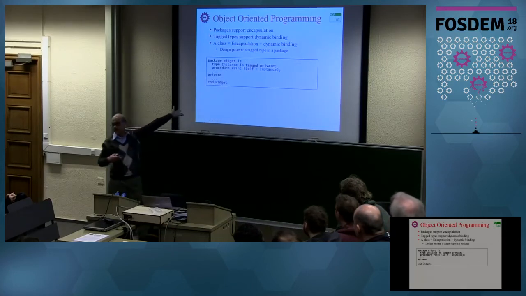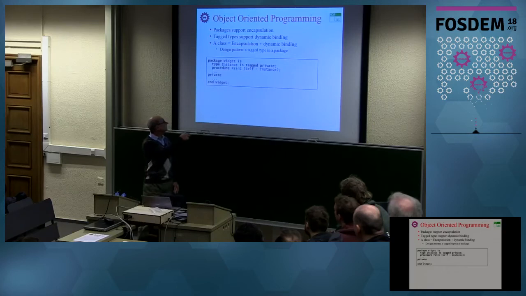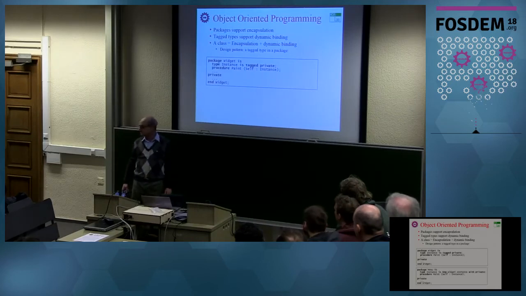A typical example, a widget, not very original. You define a tagged type, so that's a naming convention, you can call it Instance, and you give the name of the class to the package. So you would write Widget.Instance if you want an instance of the class Widget. Okay? And you declare operations, called primitive operations in Ada. It's a method, if you want, all the operations on your instance declared in the same package.